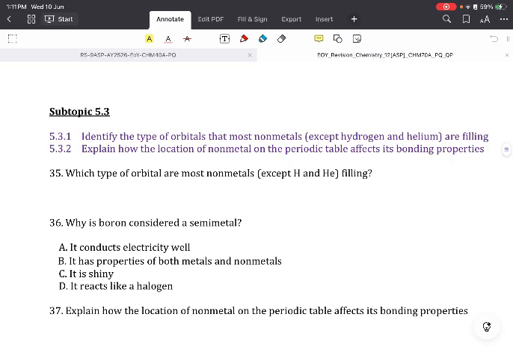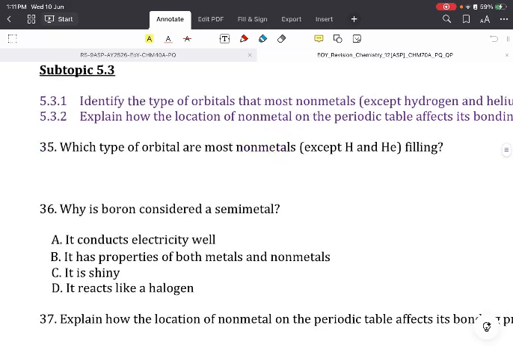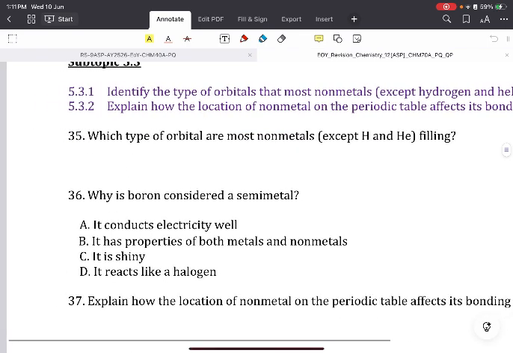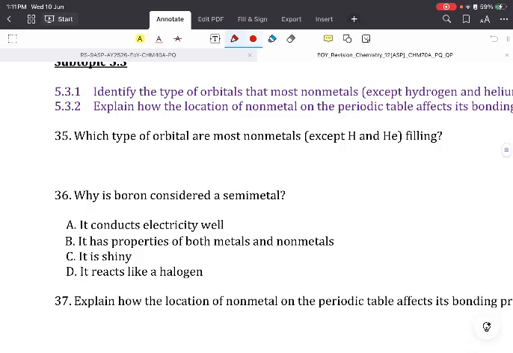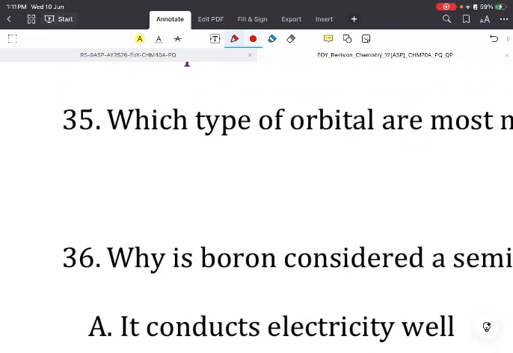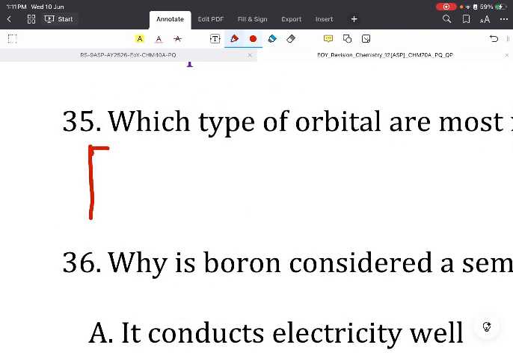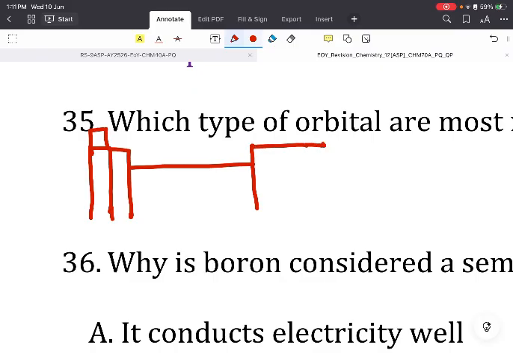Moving on to the questions of subtopic 5.3. Which type of orbital are most non-metals except hydrogen and helium filling? If we look at the periodic table, we see that we have two elements block, group 1 and group 2. Then we have the transition metals in the middle, and then on this side some non-metals coming.